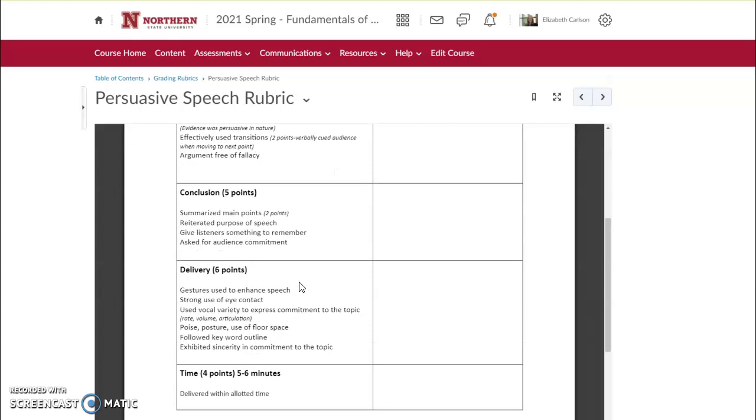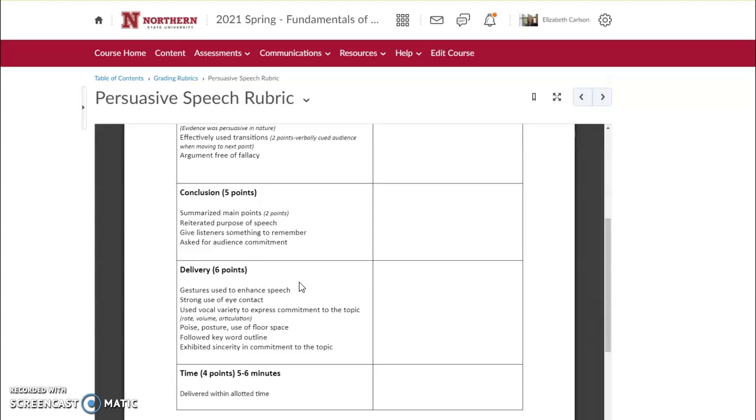Conclusion worth 5 points. Summarize your main points. Tell us the 3 points you just covered. Reiterate the purpose of the speech. Give listeners something to remember. Give them a parting comment, a question, a statistic, a short story, something beyond what you've just discussed. And then, very importantly, in a persuasive speech, ask for the audience's commitment.